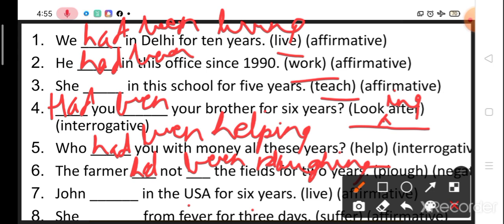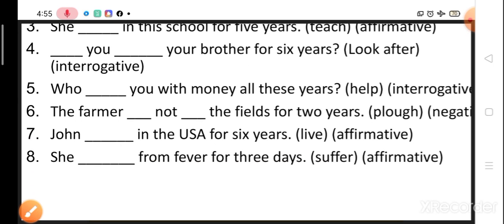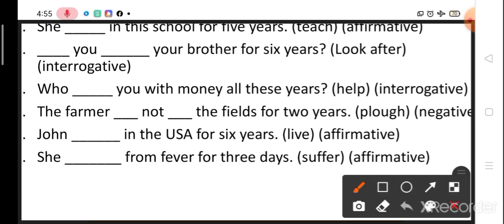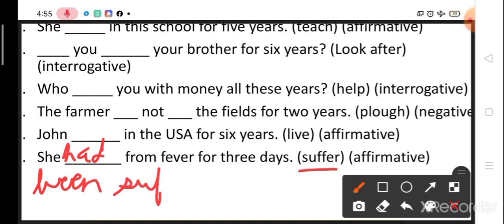John had been living in the USA for 6 years. And the last example is she had been suffering from fever for 3 days.